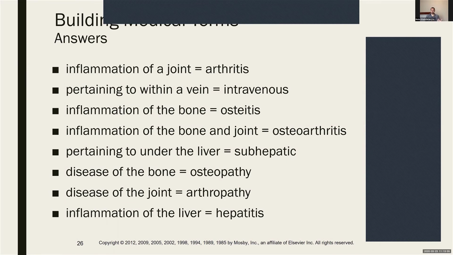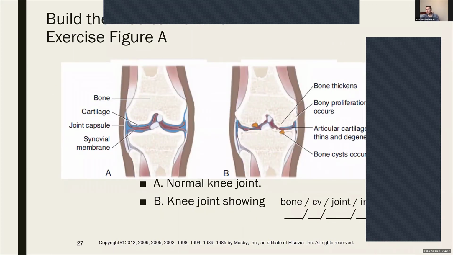Inflammation, itis, bone, oste. Inflammation of the bone, osteitis. And again, there we don't need a combining vowel because we have an I at the beginning of our suffix. And so on and so forth through the rest of this list, as well as the exercises in your text. So this is basically the same thing we've just gone through. This is, I think, page 13 or 14, page 13 in your text.